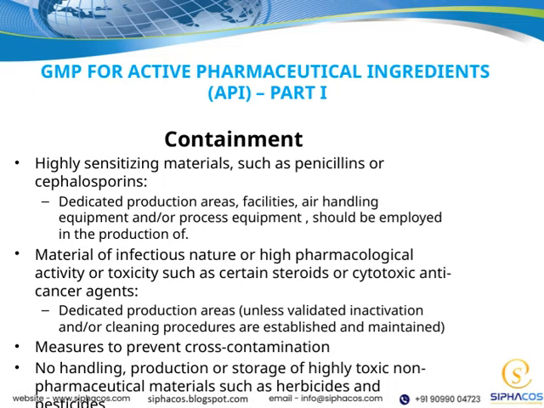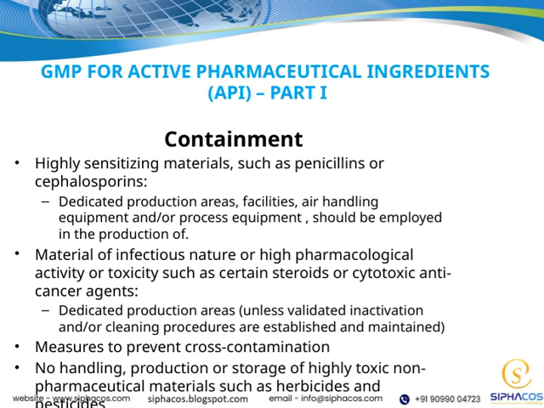Let's talk about containment, which is a crucial aspect of manufacturing active pharmaceutical ingredients. When dealing with highly sensitizing materials like penicillins or cephalosporins, it's essential to use dedicated production areas, facilities, air handling systems, and process equipment. This helps prevent any cross-contamination and keeps the process safe for both the product and the personnel. Similarly, for materials that are infectious, highly pharmacologically active, or toxic, such as certain steroids or cytotoxic anti-cancer agents, the same principle applies.